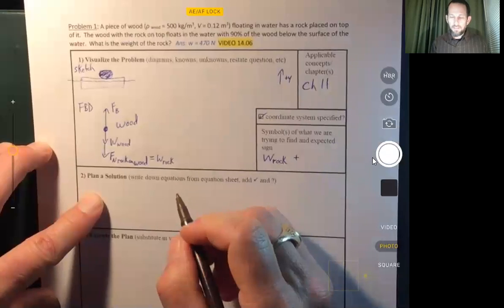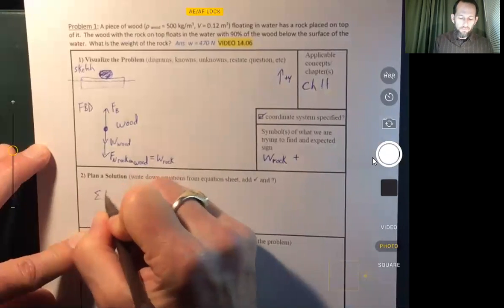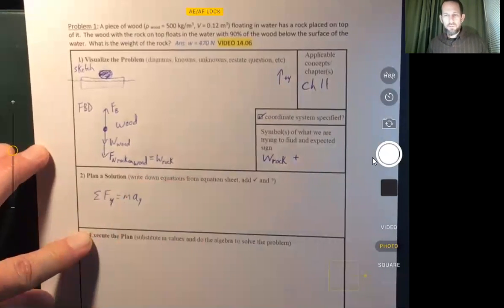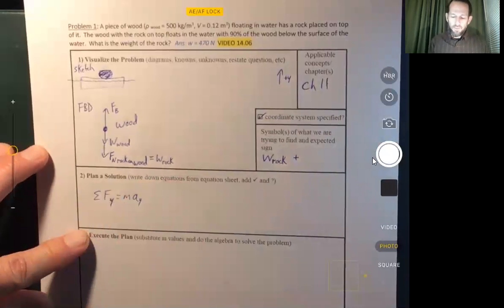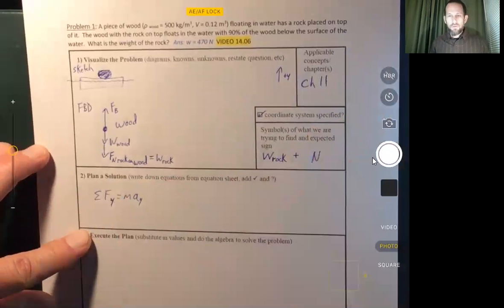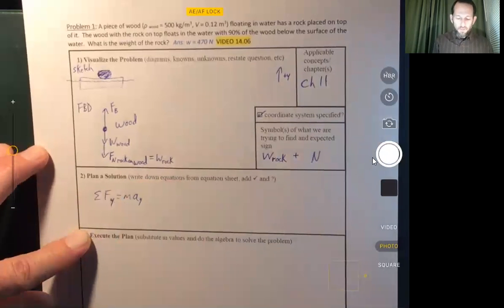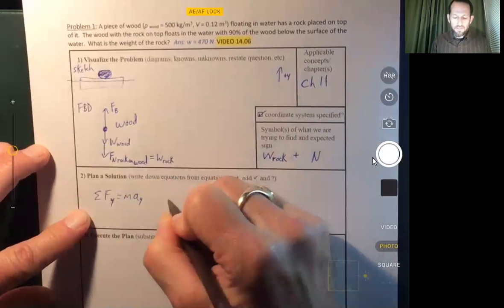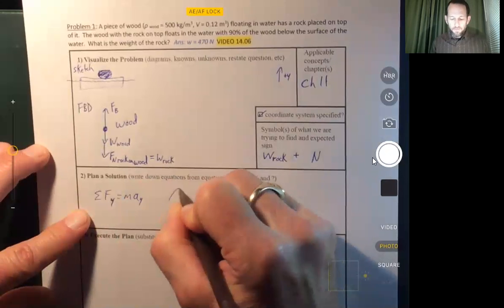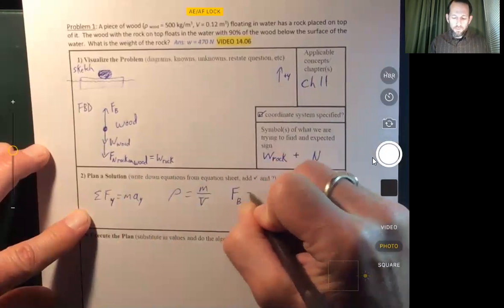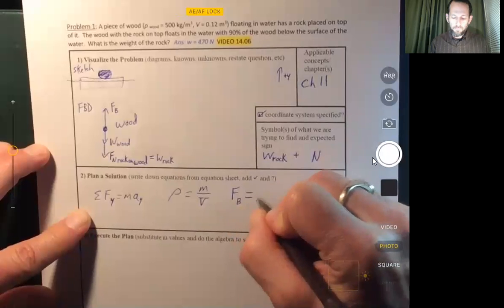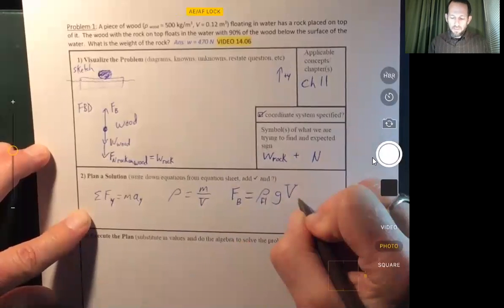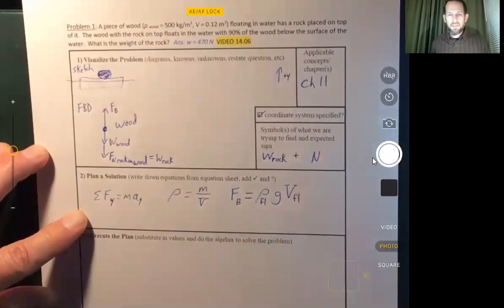Whenever we're using Newton's second law, and we're going to be using Newton's second law, to solve for a force, we're solving for the magnitude of that force. And we expect it to come out to be units of Newtons because it is a force. All right, so we're going to use Newton's second law, as I mentioned. We might also need to take advantage of the density equation. And we might need the buoyant force equation. And remember, in the buoyant force equation, it's the fluid's density and the volume of fluid displaced that are important.